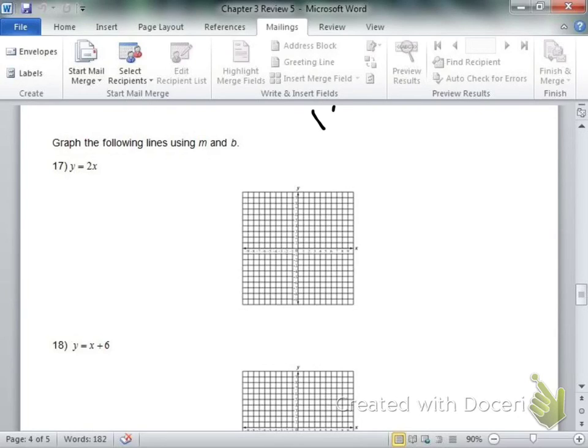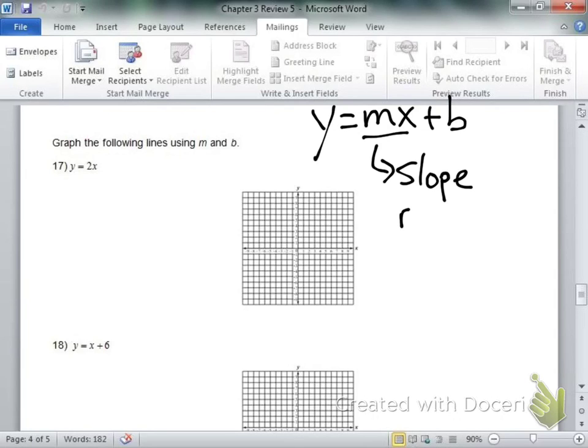So for all of these, we will think of y equals mx plus b, where m is your slope. And since we're talking about a graph, it's actually your rise and your run value. And then b is your y-intercept. That's where you're going to start. So b tells you where to start. M tells you what to do after that.